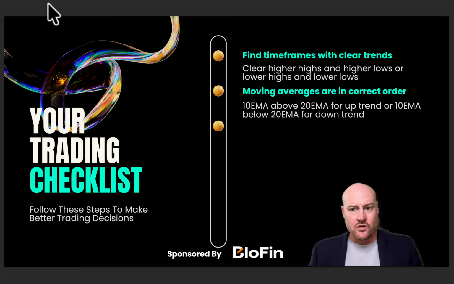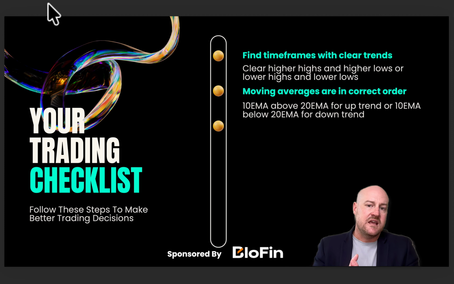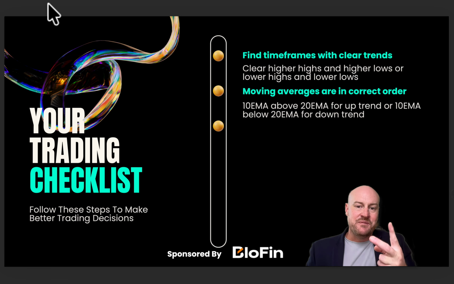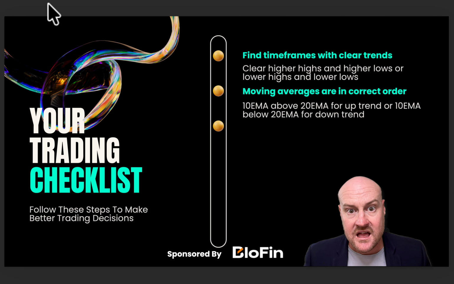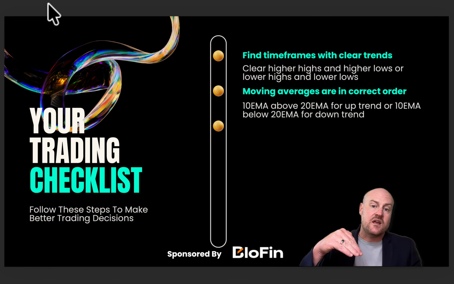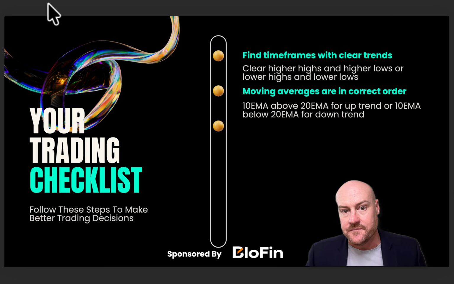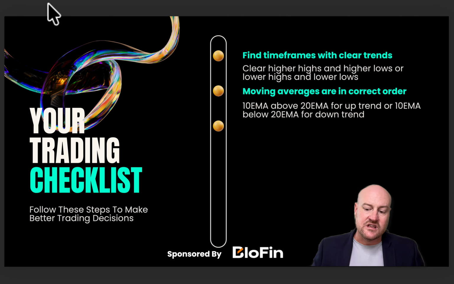Number two, moving averages in the correct order. Now we know through going through this, I use the 10 period and 20 period exponential moving averages. If you're in an uptrend, the 10 period moving average needs to be above the 20 in a nice fanning fashion. That's all you need to have with a trend. If you're in a downtrend, the 10 needs to be below the 20. That's all we need to know when it comes to making sure that our moving averages are in the correct order.